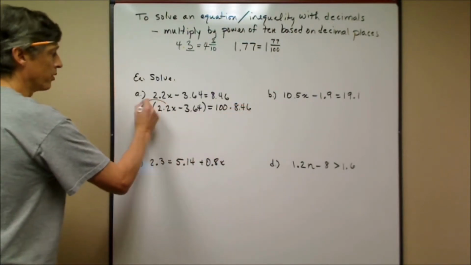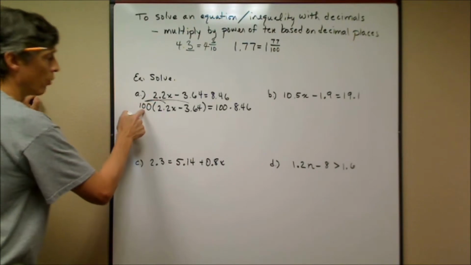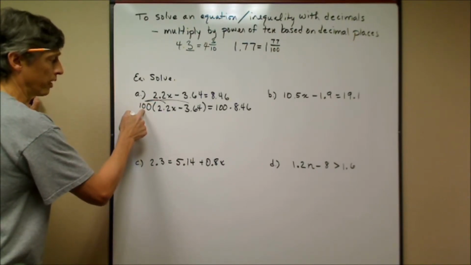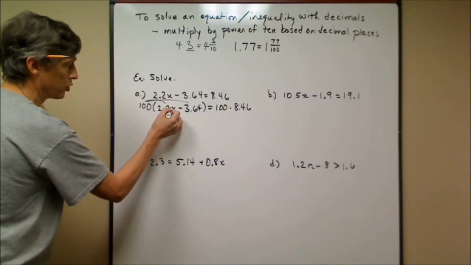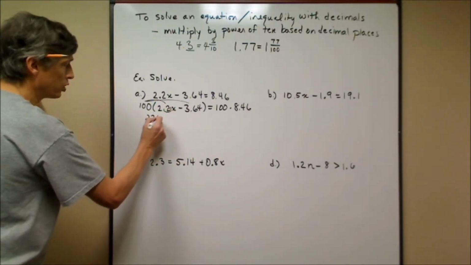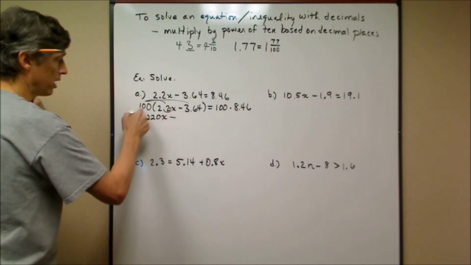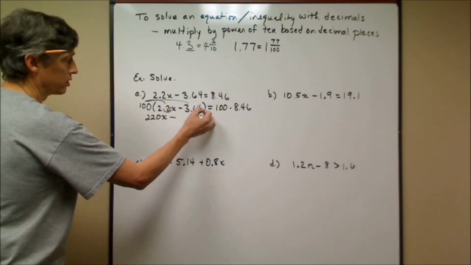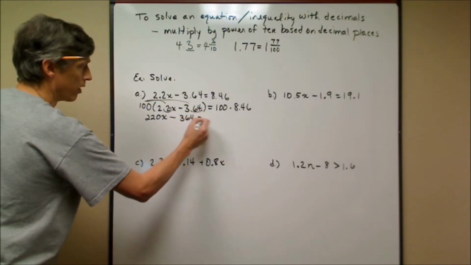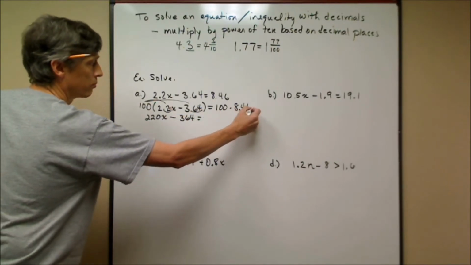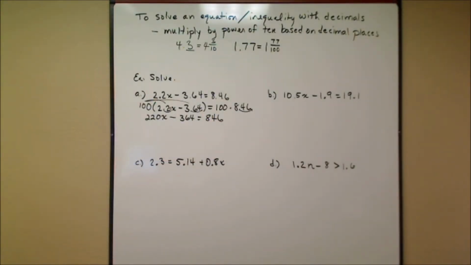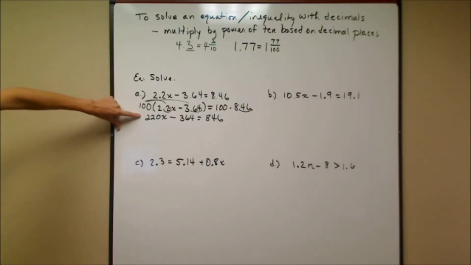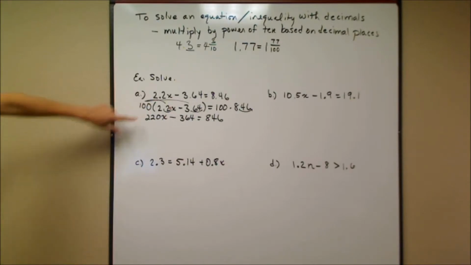Now the nice thing is I don't have any real traditional fraction work. When you multiply by 100, you slide the decimal 2 places to the right. Now this only has one spot, so I'll put a little placeholder 0 there, and I'll slide it 2 places to the right, and I get 220x. Minus, I multiply 100 times that, it's going to slide it 2 places to the right, I get 364. And 100 times that, it's going to slide it 2 places to the right, I get 846. Now other than the fact that the numbers are 3 digits instead of 1 or 2, it's a nice, simple looking 2-step equation. There aren't any fractions or decimals, and I'll go after this.